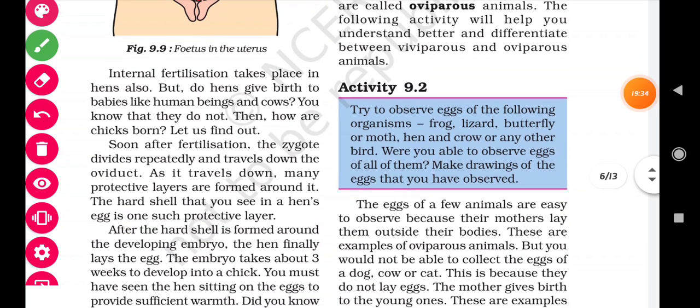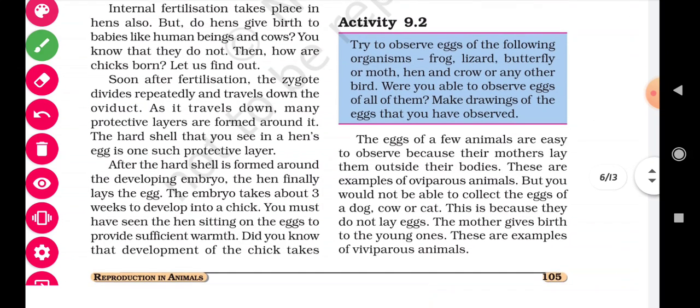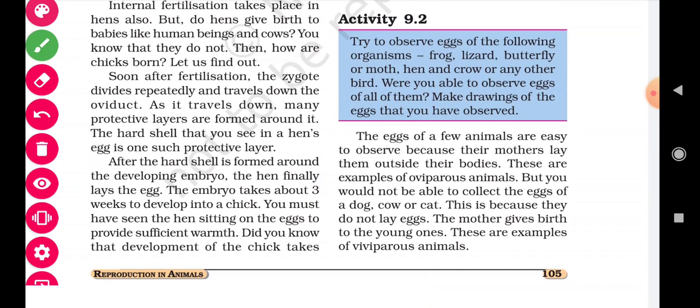Internal fertilization takes place in hens also. But do hens give birth to babies like human beings and cows? You know that they do not. Then how are chickens born? Let us find out. Soon after fertilization, the zygote divides repeatedly and travels down the oviduct. As it travels down, many protective layers are formed around it.